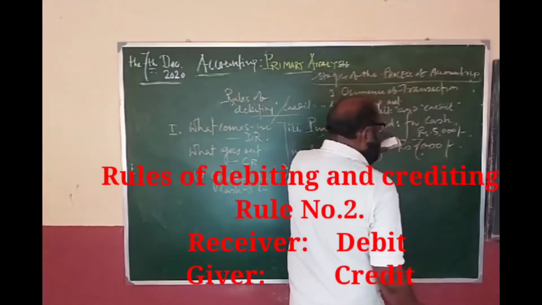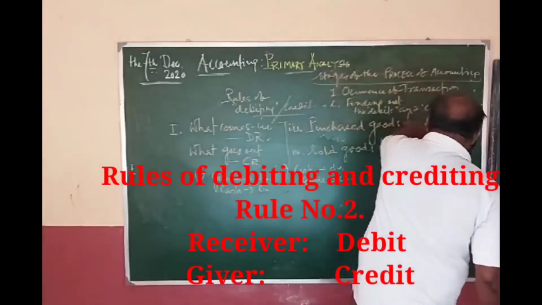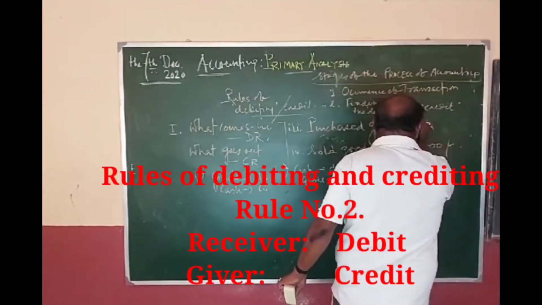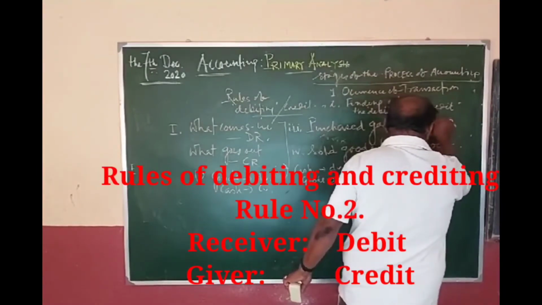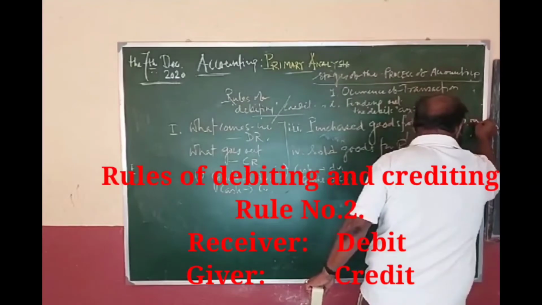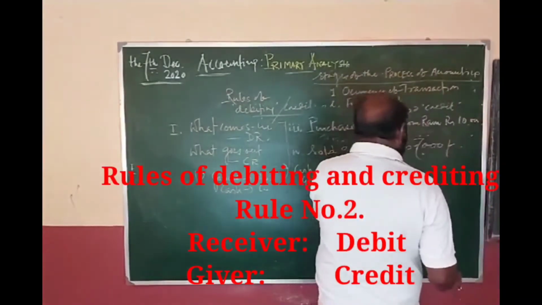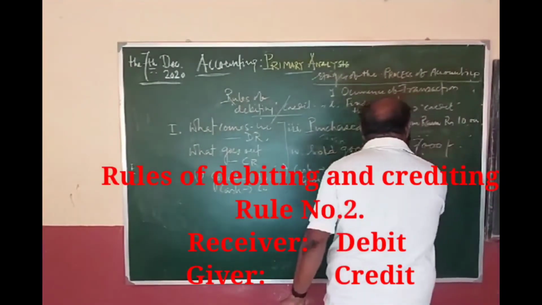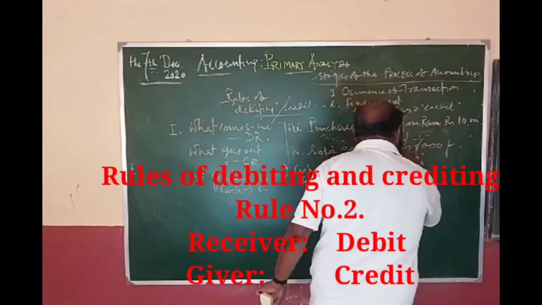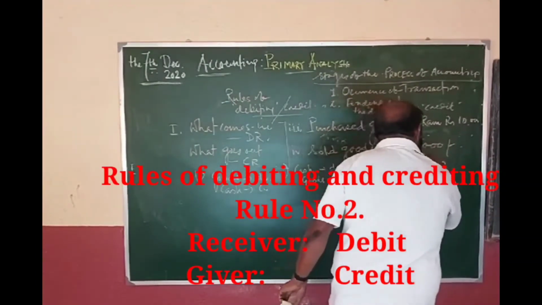Purchase goods from Ram, rupees 10,000. Sold goods for rupees 7,000 to Rahim on credit.